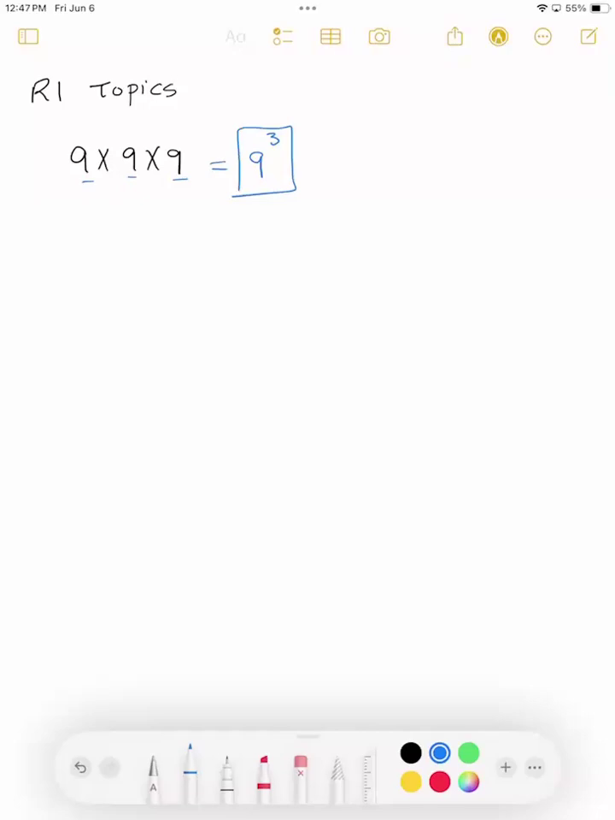Let's say you have another example. Let's say you have 7 times 7 times 7 times 7. So you have multiplication, 4 sevens. So then you write it as 7 to the power 4.